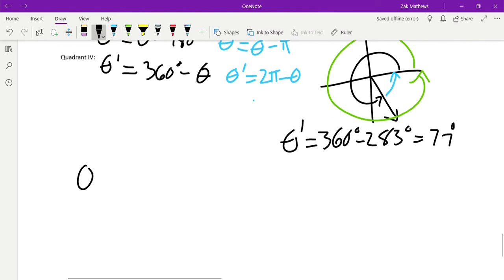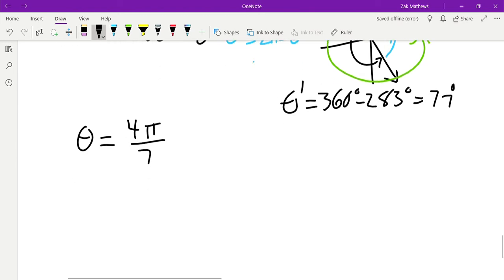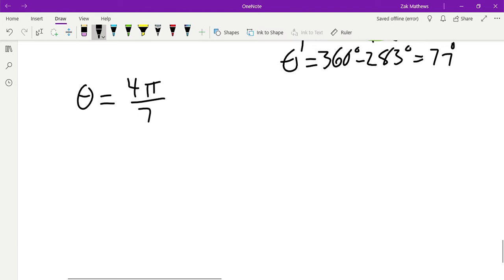So let's take an angle of 4 pi over 7. Even though now I have formulas, I'm going to completely ignore those. I'm just going to draw my picture, and I'm going to think about where this thing is. So 4 pi over 7. Well, I know that this is pi, and 4 over 7 is definitely less than 1. So it's in either the first or the second.